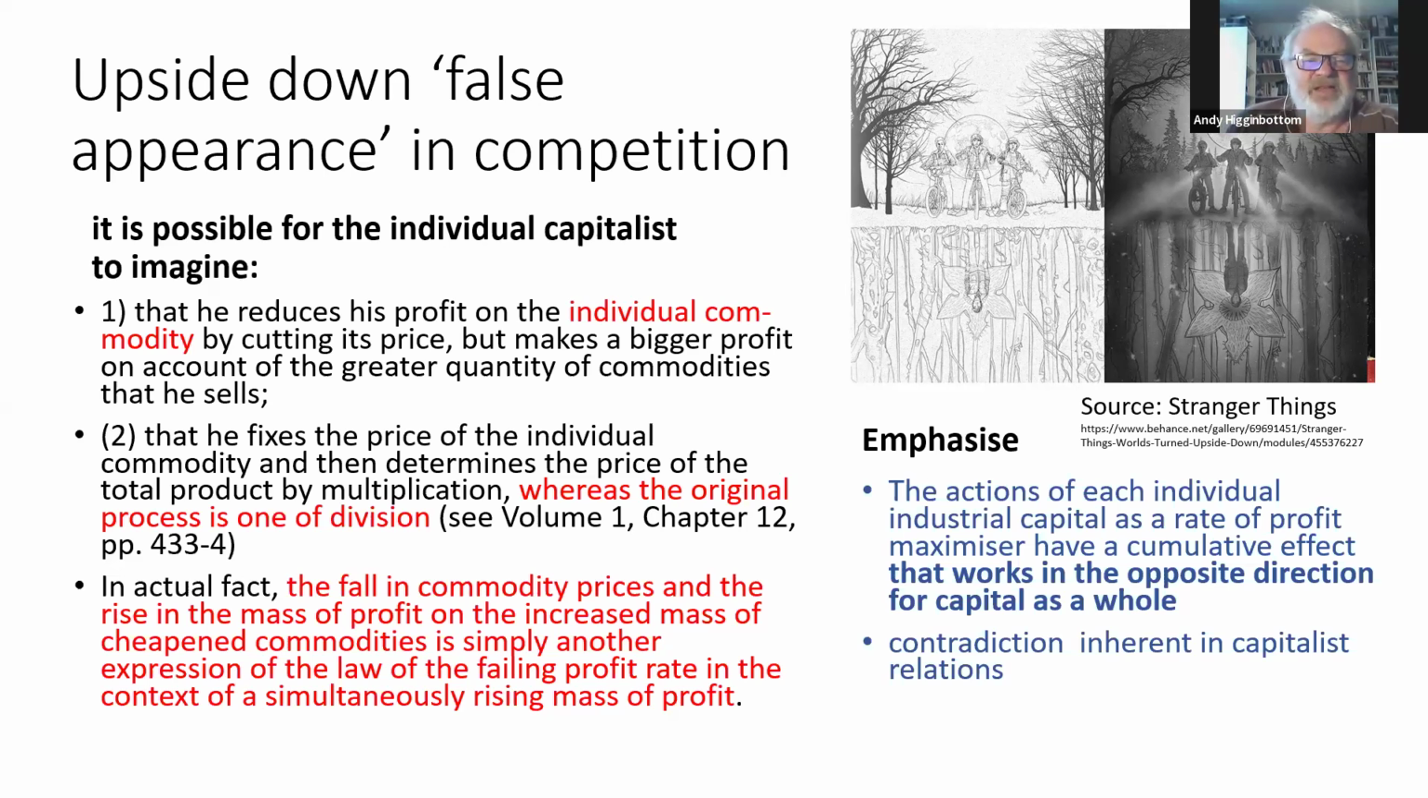It's impossible for the individual capitalist to imagine that he reduces his profit on the individual commodity by cutting its price. This is the capitalist, for example, who's bringing in a more productive way of making the stuff, right? He's making a bigger profit on account of the greater quantity of commodities that he's selling, right? But he fixes the price of the individual commodity and then determines the price of the total product by multiplication.